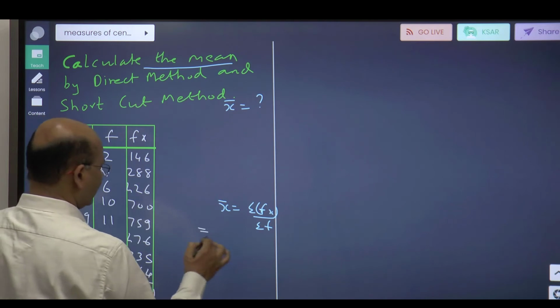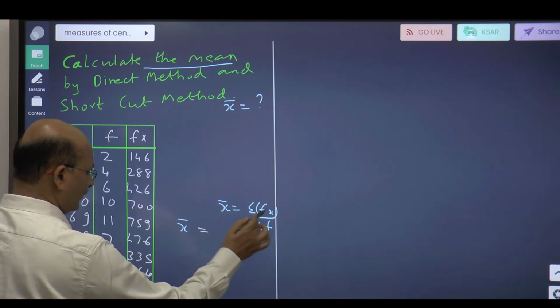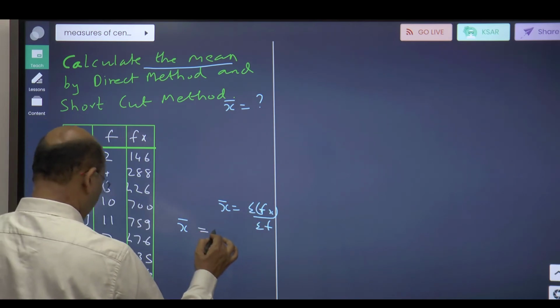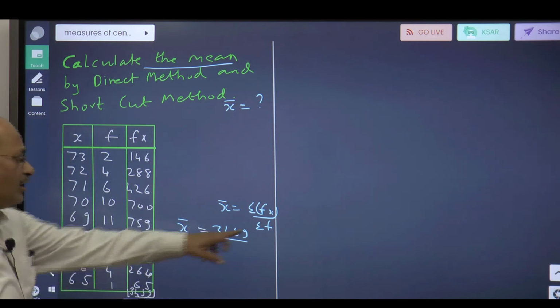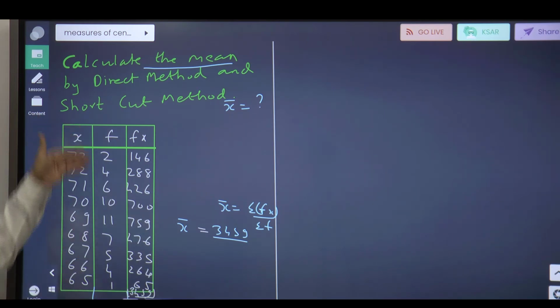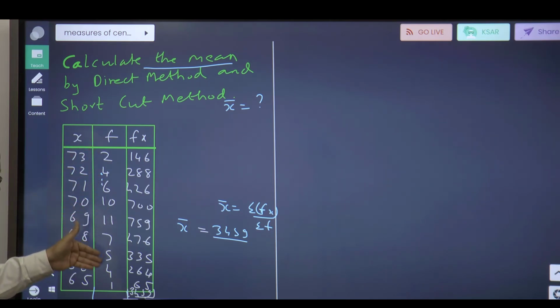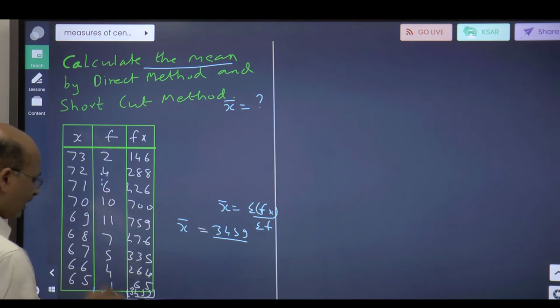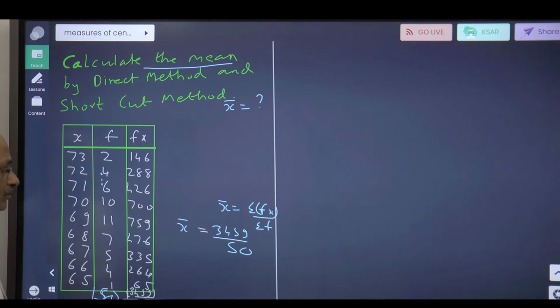So x bar is nothing but summation fx upon summation f. So x bar is 3459 upon, may I have attention here, summation f. Now where is f? F is here, so summation f has to join up here for us. So add it now, this will become 4 plus 6, 12, 22, 23, 33, 40, 45, 49, 50. So I think it comes to 50. I mean it is 50 there, do not misunderstand.